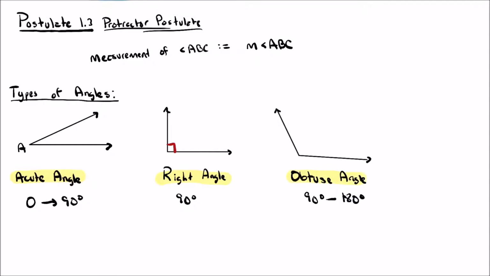And then finally, we can have straight angles, and those are going to just be our lines, because technically these have a measurement of 180 degrees. So this is 180 degree measurements.